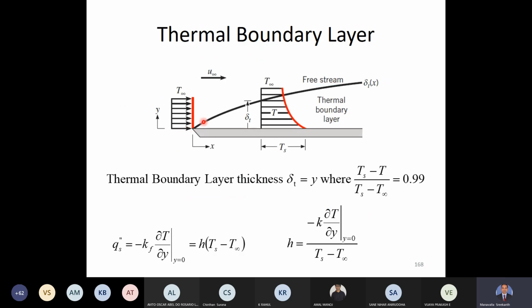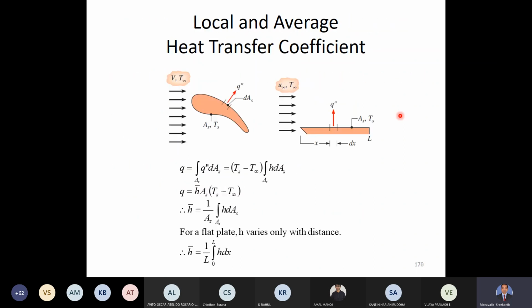That means as you go in the x direction, the local heat transfer coefficient keeps decreasing, and it will be maximum here in this region. The local heat transfer coefficient will be maximum, but it will keep decreasing. So we will be interested to know what is the average heat transfer coefficient. So this is how we find the average heat transfer coefficient.